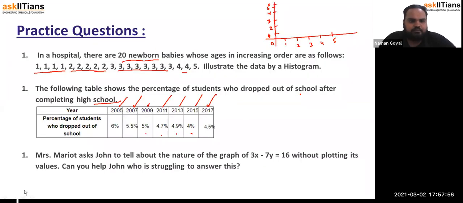Mr. Marriott asked John to tell about the nature of the graph of this one without plotting its values. Can you help John, who is struggling to answer this? See, what is the meaning of nature? Nature is what? If we increase x, the value of y is what?